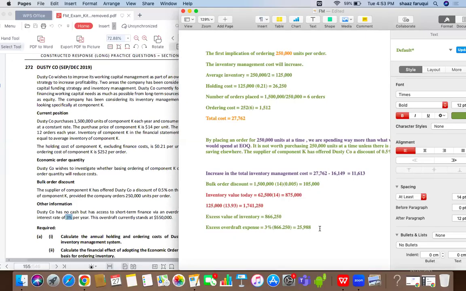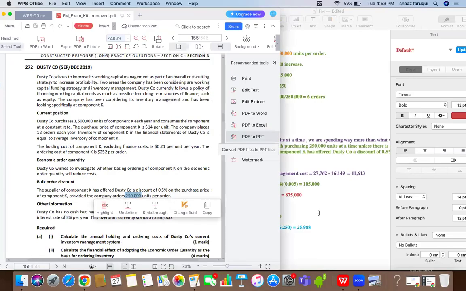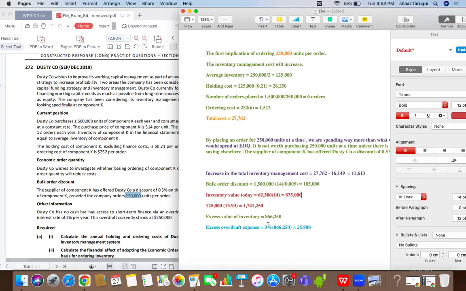So you see what is happening here. There is an extra cost of 25,988 because I am going ahead with the, I'm putting it in light blue. Because I'm going ahead with the excess, I'm going ahead with ordering 250,000 units at a time. I have an excess overdraft or extra overdraft cost of 25,988.